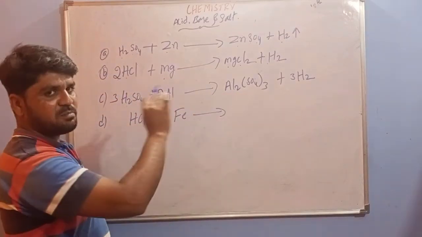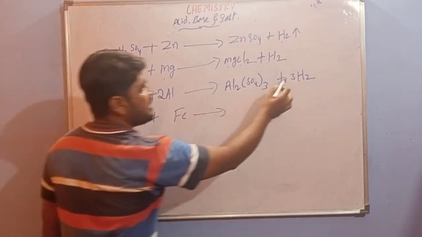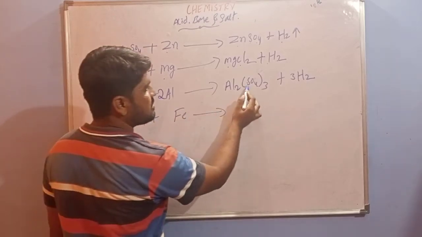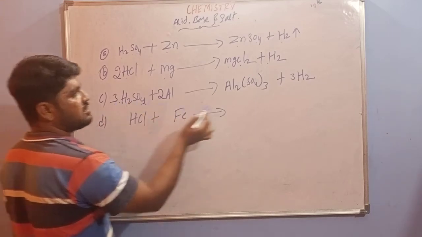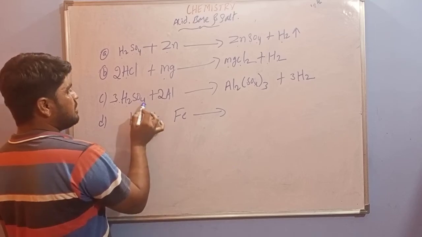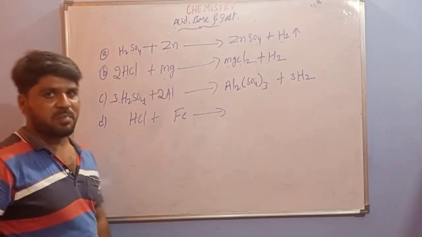Now check whether it is balanced or not. 3 times 2, 6 hydrogens, 3 times 2, 6 hydrogens. 3 sulfur, here 3 sulfur. Next, 3 times 4, 12 oxygens. Here also 4 times 3, 12 oxygens. Next, 2Al, here also 2Al. Now the reaction is balanced.